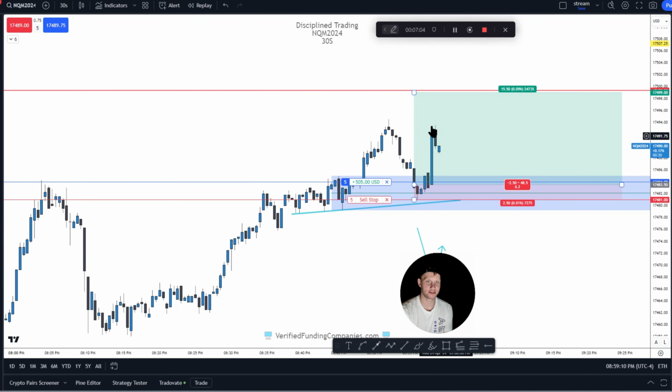And then I also scale out. Once it pops back up here, I'll go ahead and scale out half of it. And by doing that, I am eliminating my risk totally.